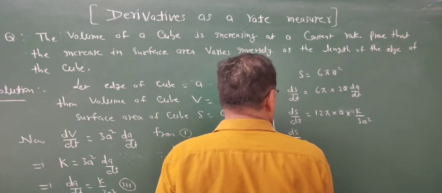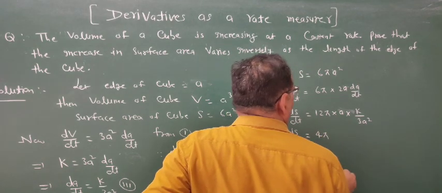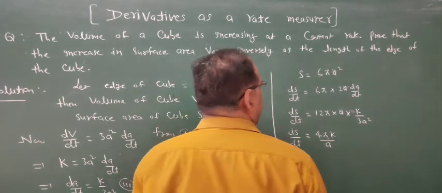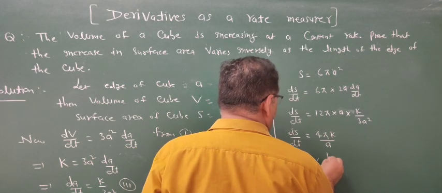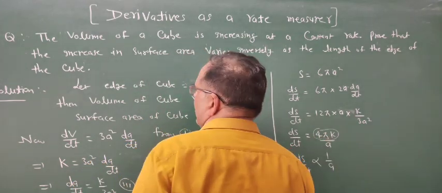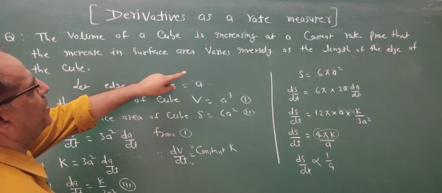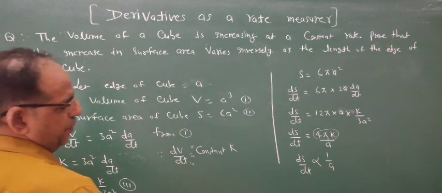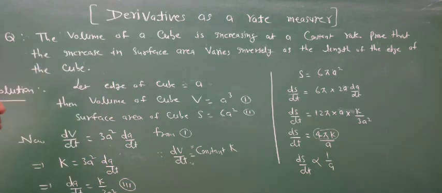After simplifying, we have dS upon dt equal to 4k upon a. 4k upon a, that means dS over dt is proportional to 1 upon a, because 4k is a constant value. So in this question we want to prove the surface area varies inversely as the length of the edge of the cube. So dS over dt is proportional to 1 upon a, or dS upon dt is inversely proportional to the edge of the cube.